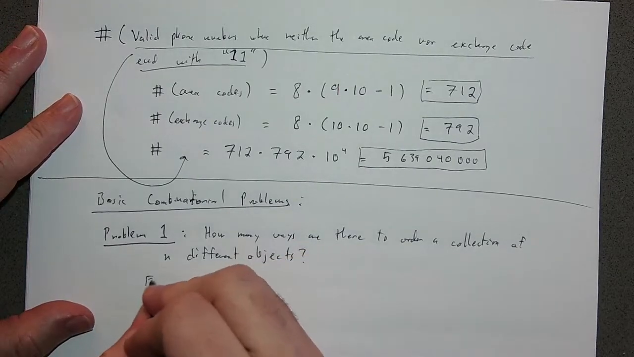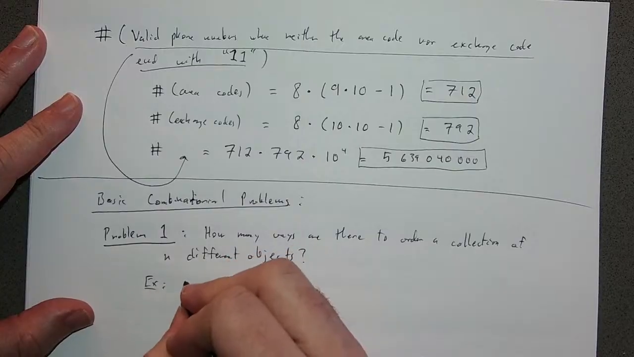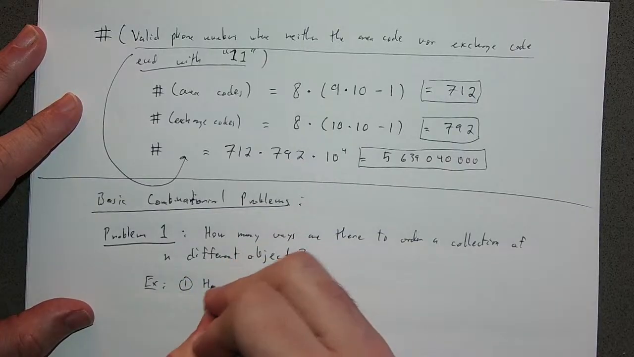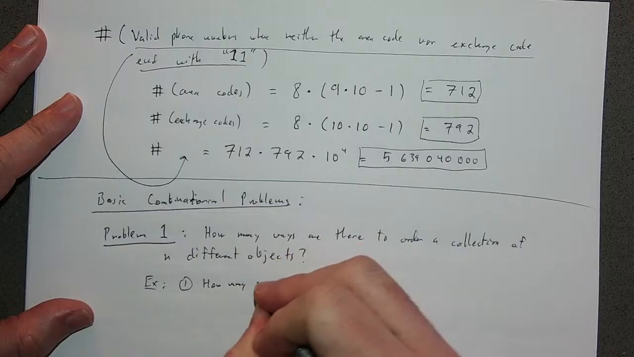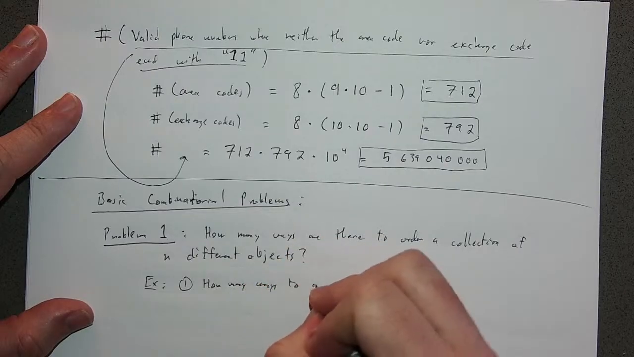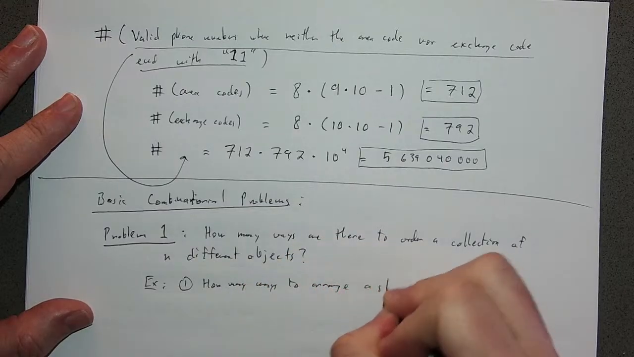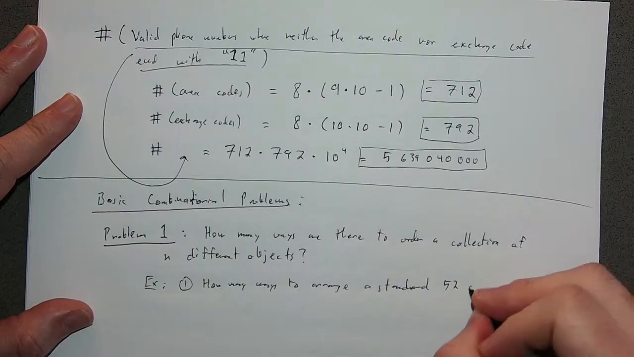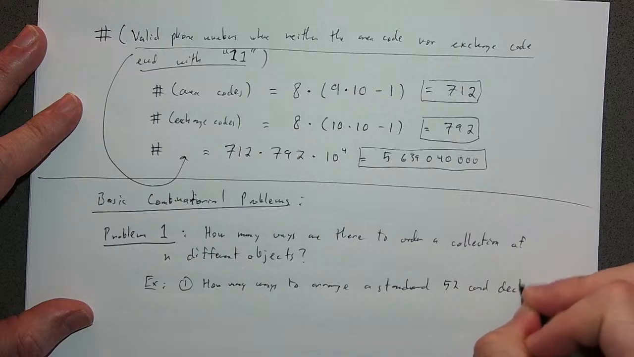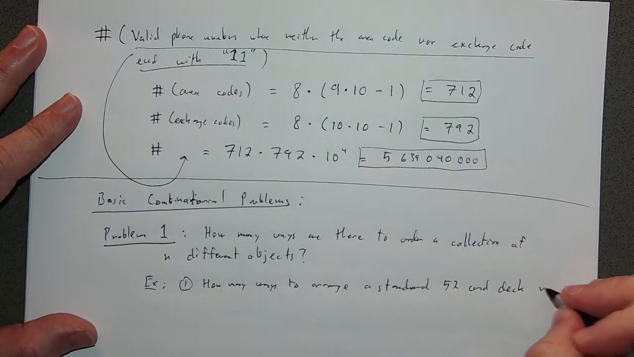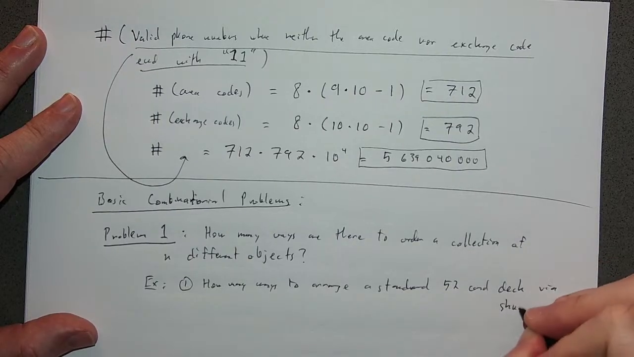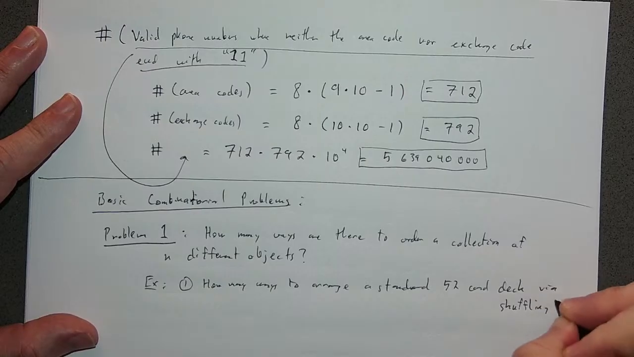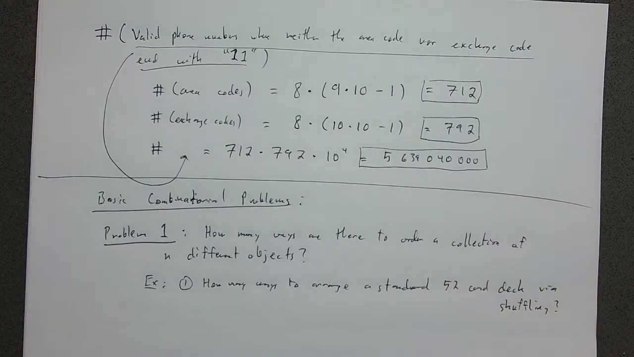So, some examples. How many ways to arrange a standard 52 card deck via shuffling? This is like the total number of possible shufflings of a 52 card deck.